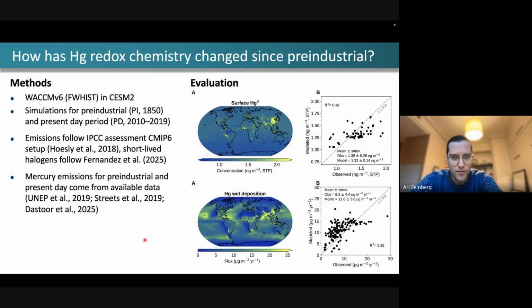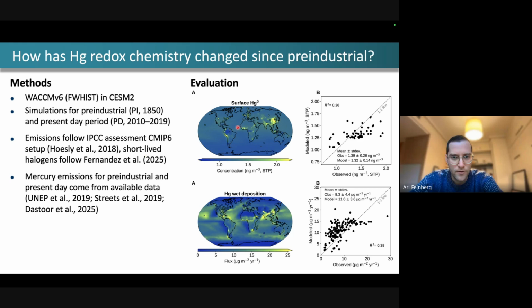So the methods that we use for this is to look at the differences in the mercury redox chemistry between pre-industrial and present day. We use the emissions from CMIP6 and the short-lived halogens following Rafa's latest work. And then the mercury emissions we get from different emissions inventories that are available.